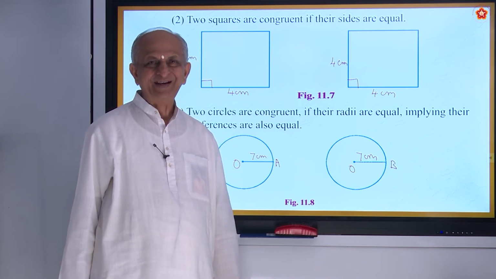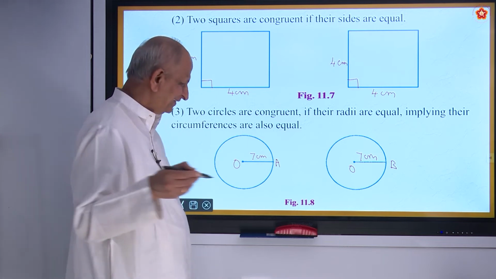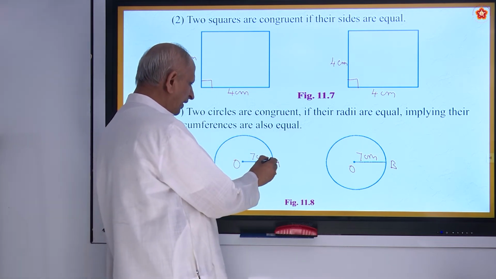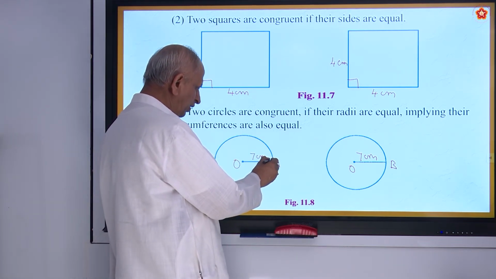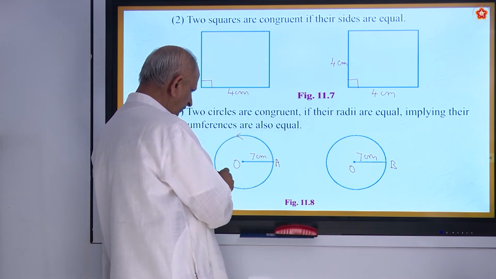What is a circle? Come on. Circle is the locus of a moving point. So here is a point called A. It moves. How does it move?